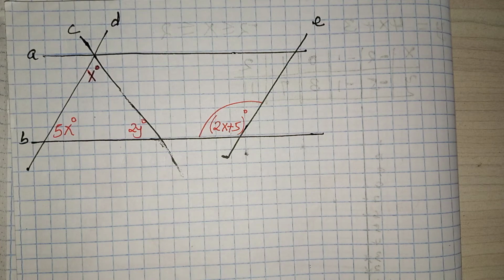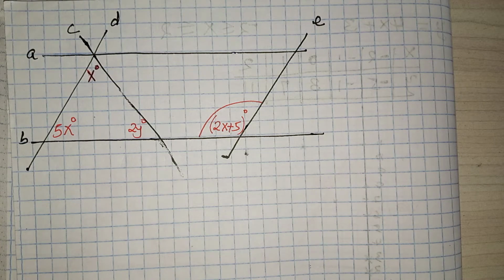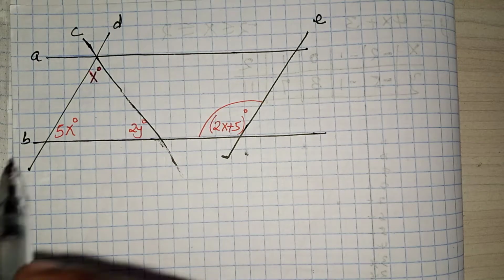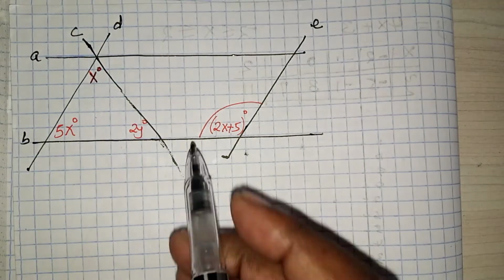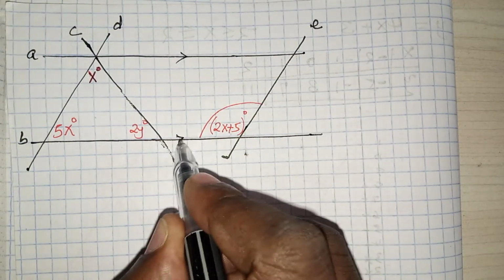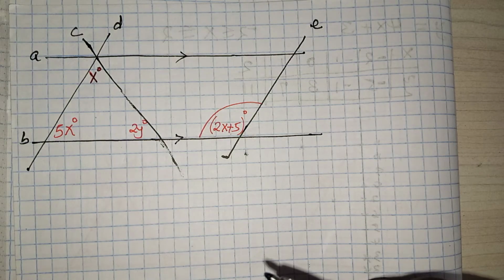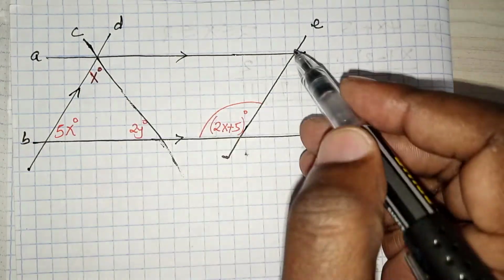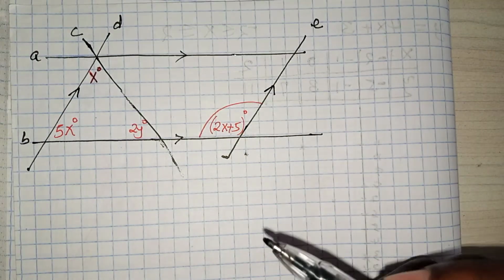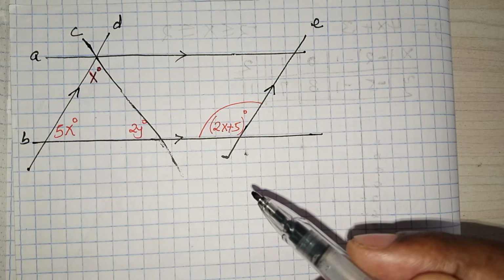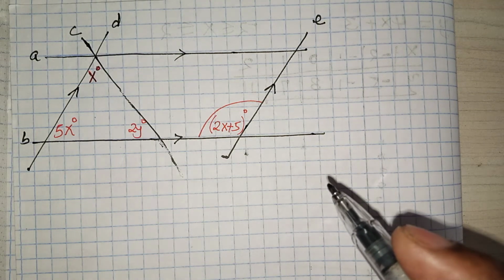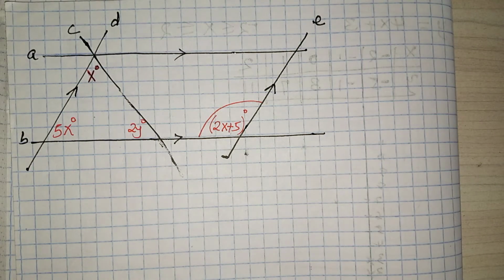And it says, in the diagram below, line A is parallel to line B. That line is parallel to this. We can indicate that. And line D is parallel to line E. Line D, this one, is parallel to line E, this one. Using angle properties, calculate, giving reasons, the value of x and y.